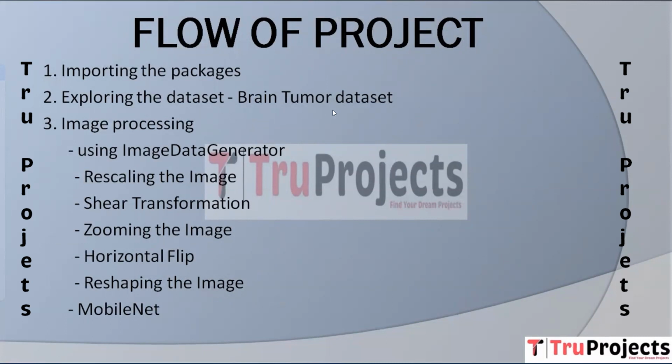The brain tumor dataset is loaded and explored to understand its structure, checking for missing values and gaining insights into its features. Next, here we have image processing using ImageDataGenerator: rescaling the image, adjusting the scale of the image; shear transformation, applying the shear transformation to the image; zooming, modifying the image by zooming; horizontal flip, creating a horizontally flipped version of the image; reshaping the image, adjusting the shape of the image. MobileNet, a pre-trained deep learning model for image classification.